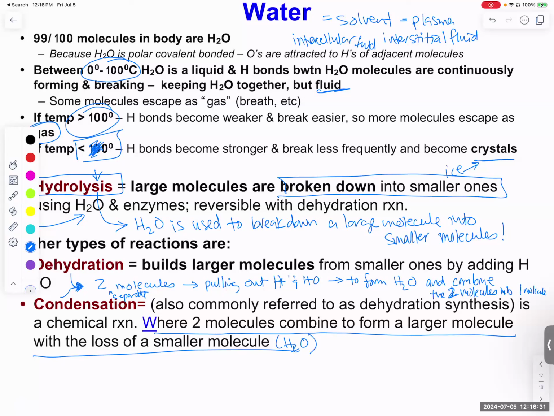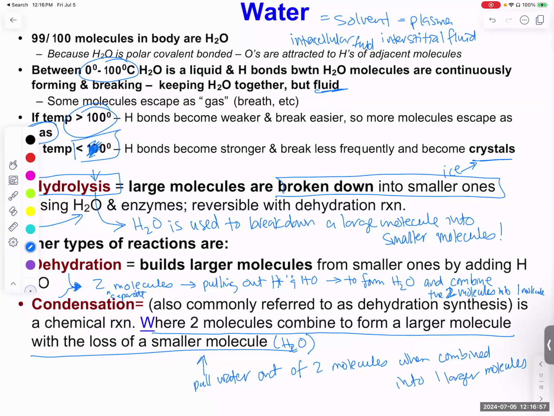Basically, you pull water out, or dehydrate, two molecules when they are combined into one larger molecule. This is super common, and you'll see it in biochemistry. You're going to see it in cellular respiration. So very common. All right.